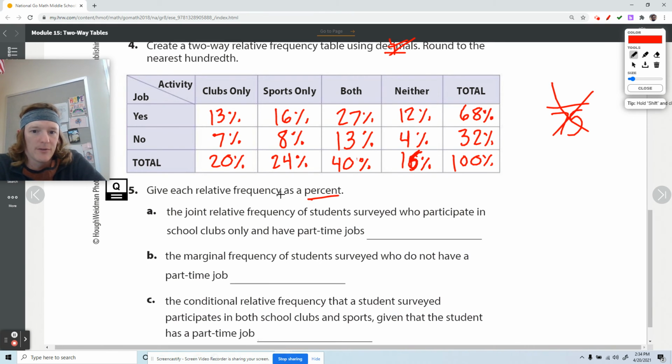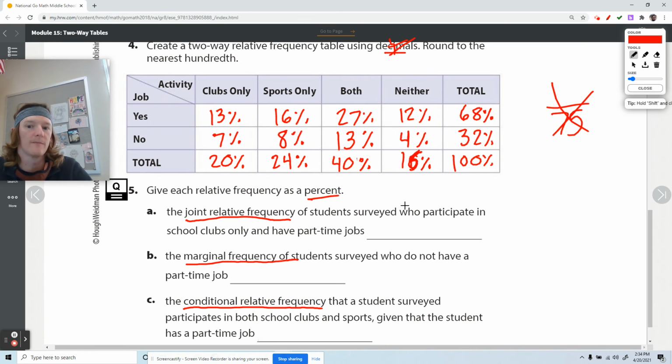Number 5, we need to give our answers for A, B, and C as a percent. So we're going to do our joint relative frequency, our marginal frequency, and our conditional relative frequency, which is just big words summarizing the type of question they're going to ask. So what is the frequency of students surveyed who participate in school clubs only and have part-time jobs? So we find people who are in the clubs and have a part-time job, and we find that's 13%. So joint relative frequency is probably our easiest one. You just find the box for those 2 clues.